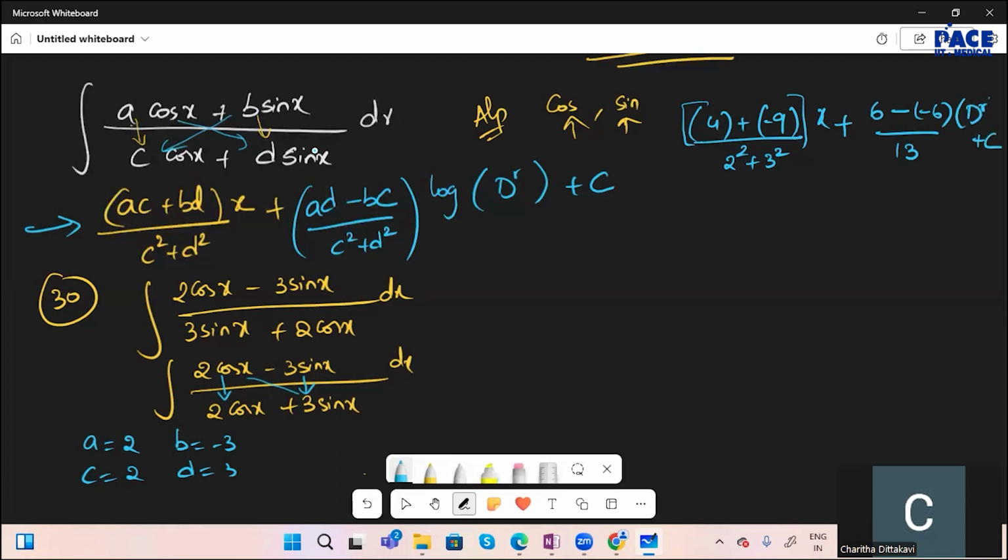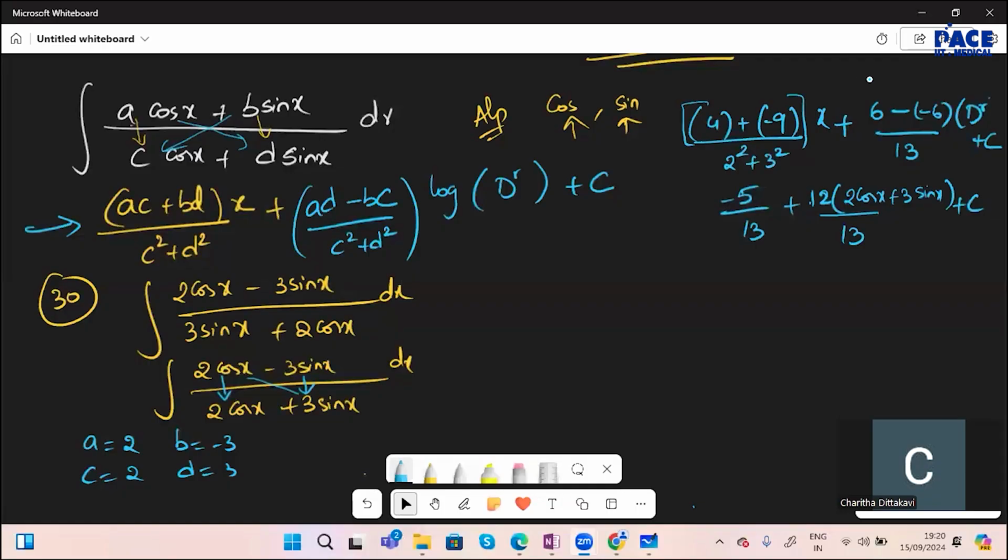So that is your final output, right? So finally, what do you write? Your final output is 4 minus 9, that is minus 5 by 13, plus the other values with the denominators, all those included, plus C. So this is a direct 1 or 2 steps answer that you can get, right? Such a wonderful formula.